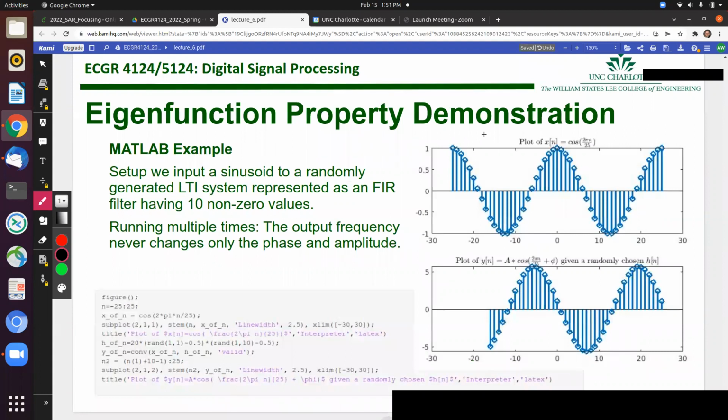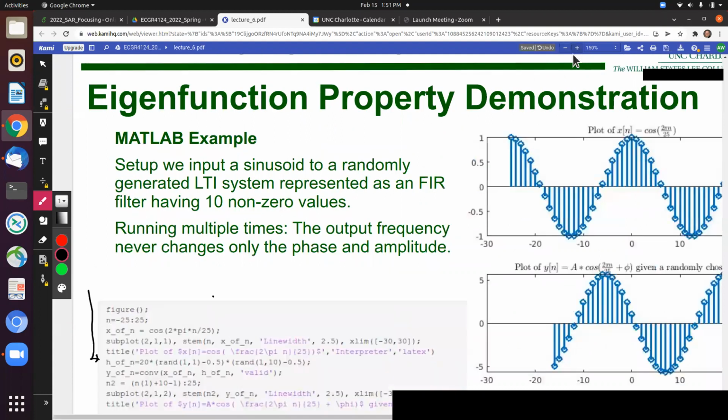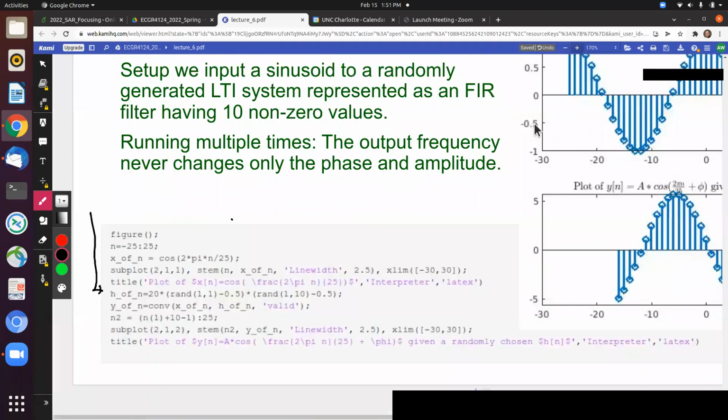All right, so I have an example in MATLAB that shows this. It's kind of an interesting example. See h of n, this line of MATLAB code, which is actually very small. I will amplify it. Okay. And so this line of MATLAB code is the one that actually is testing the eigenfunction property. What does this line do? Well, I set h of n to be a random sequence of numbers. I generate a completely random sequence of numbers for h of n.